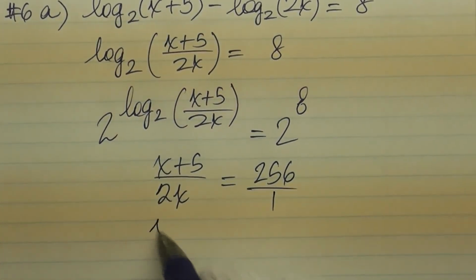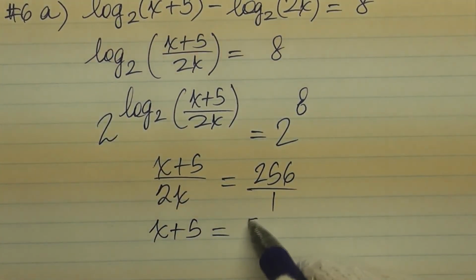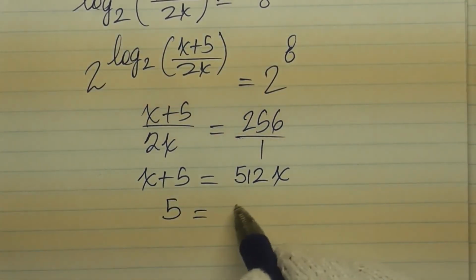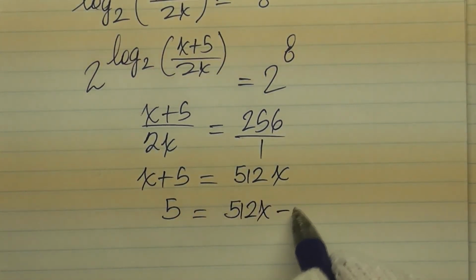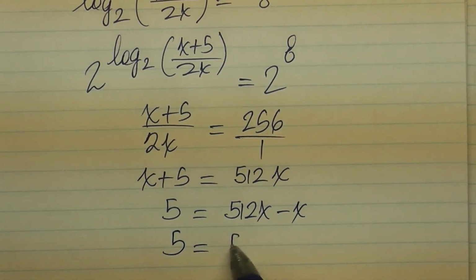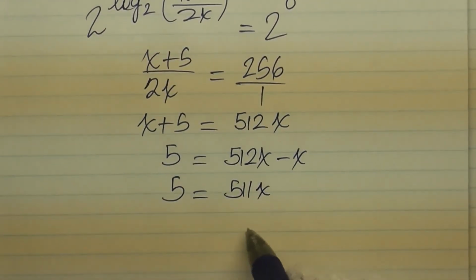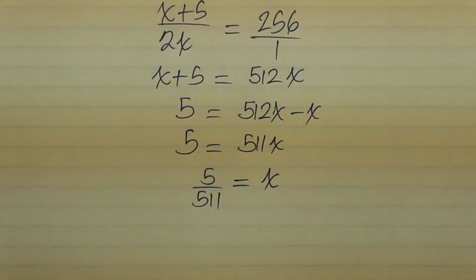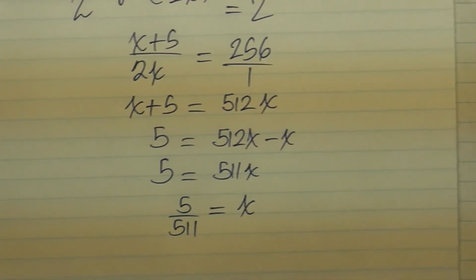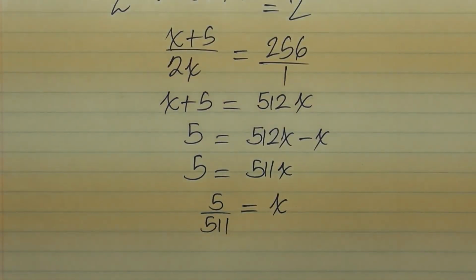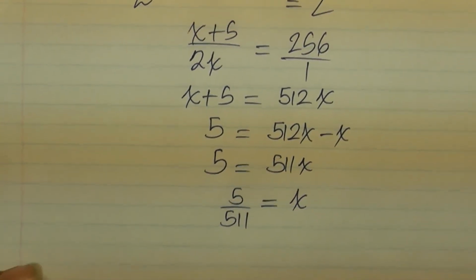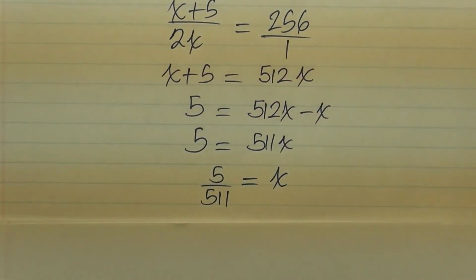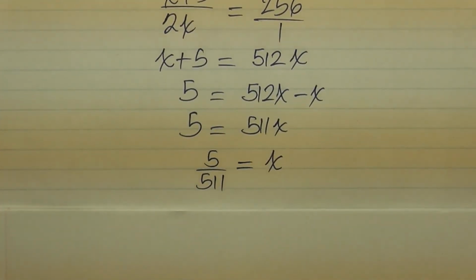I can cross multiply. It's going to give me x plus 5 equals 512x. So 5 is equal to 512x minus x. So x is equal to 5 over 511. That plus 5 is a positive number, and that times 2 is a positive number. So both arguments work.